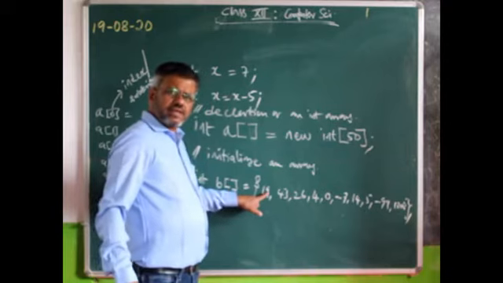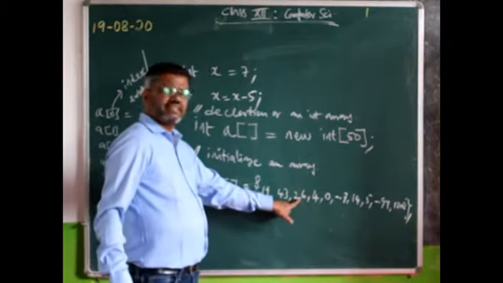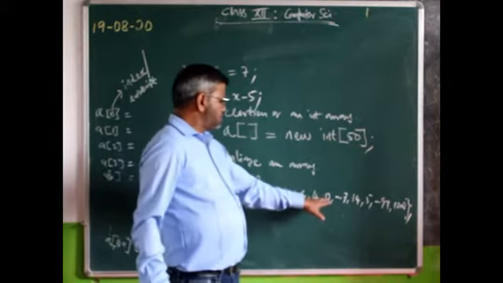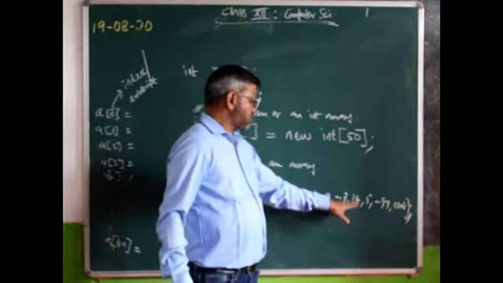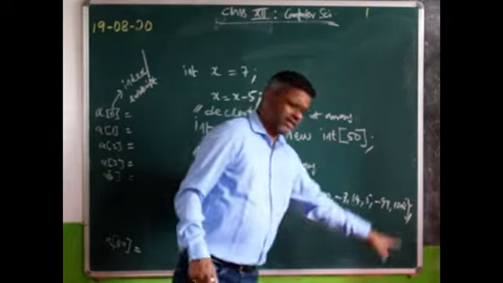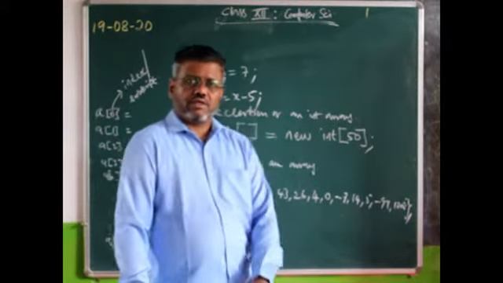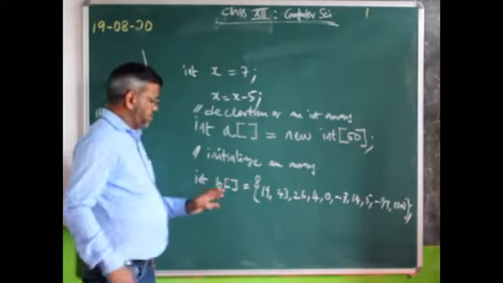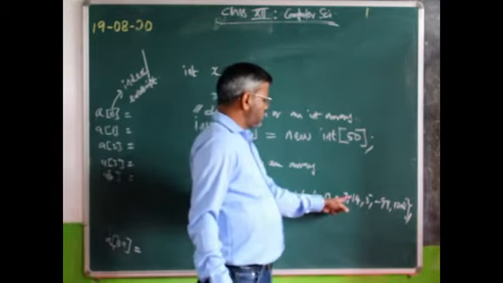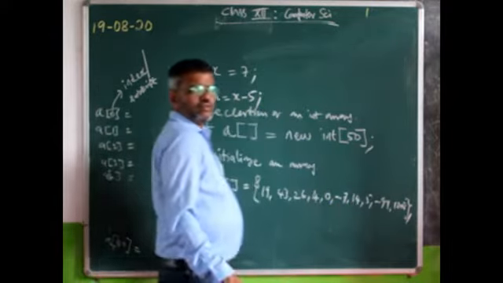What does it mean? B of 0 will be 19. B of 1 will be 43. B of 2 will be 26. B of 3 will be 4. B of 5 will be 0. B of 6 will be minus 7. Counting 0, 1, 2, 3, 4, 5, 6, 7, 8, 9, how many elements are there? 10 values. So already I tell my computer that this is B of 0, B of 1, B of 2, B of 3, B of 4, B of 5, B of 6, B of 7, B of 8 and B of 9.